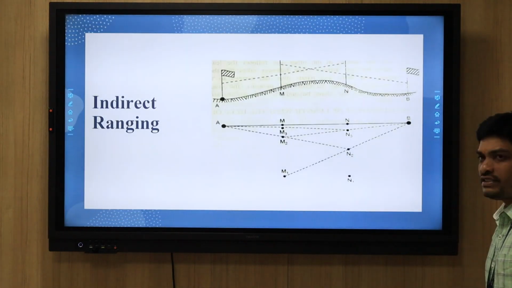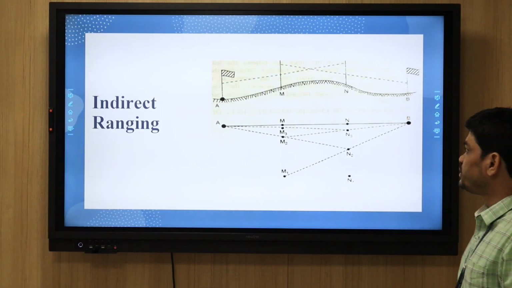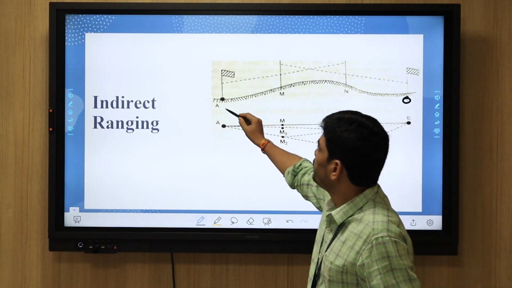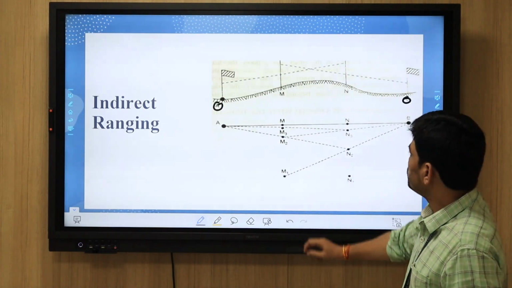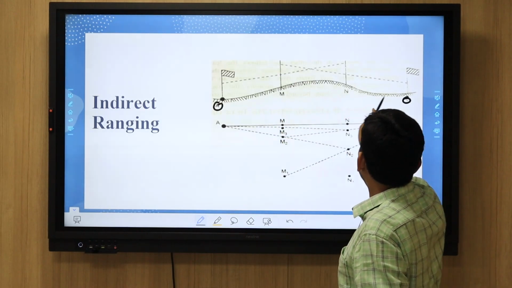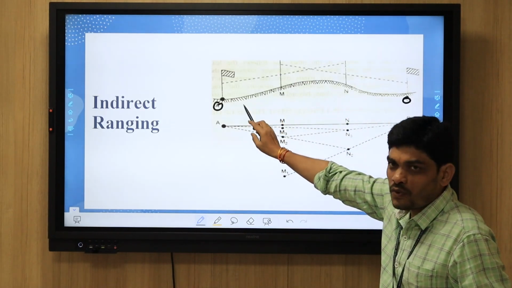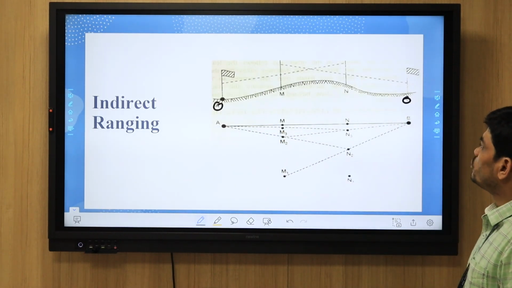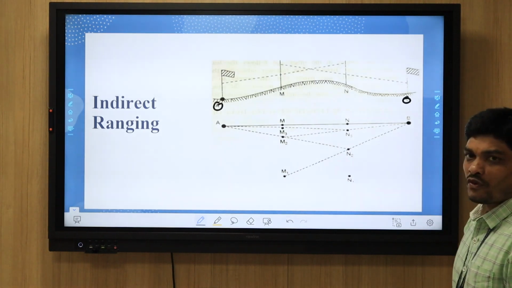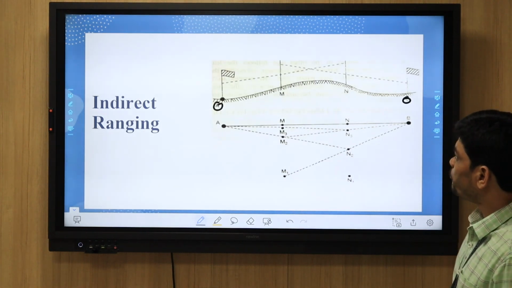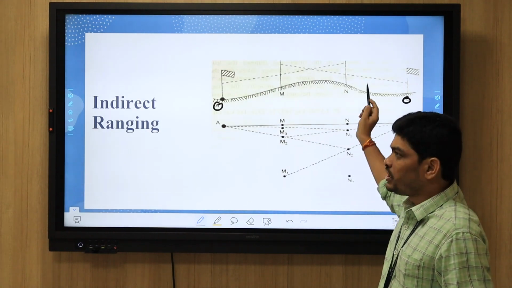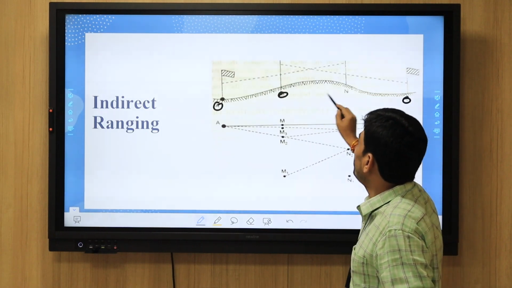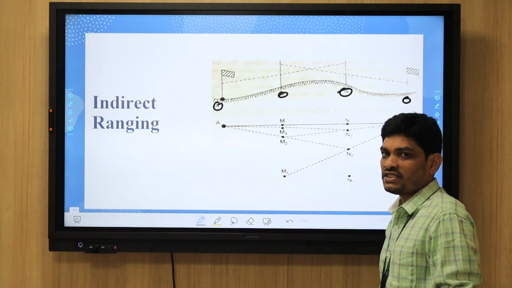Next, indirect ranging. Indirect ranging means station A is invisible from station B. This is station B, and this is station A. A hill is there, so the person staying near A was unable to see the post near C. So here, what will he do? For indirect ranging, you need to keep two points in between, two ranging rods with two assistants. Here M and N are the two ranging rod assistants.